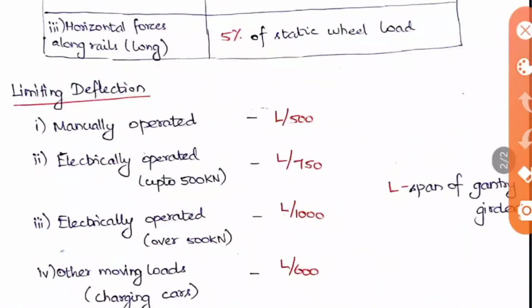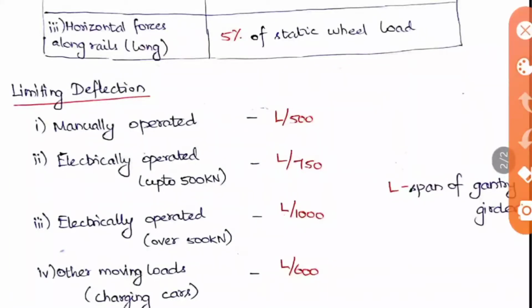And then the limiting deflection. This is the maximum deflection to be provided. It should not go beyond this value. When it is manually operated, it should be L by 500. L is the span of the gantry girder, the total length along the longitudinal way, so it will be your length, and this will be asked in the question. They'll be giving the span and ask you to calculate the limiting deflection, and the condition also they'll be providing you.